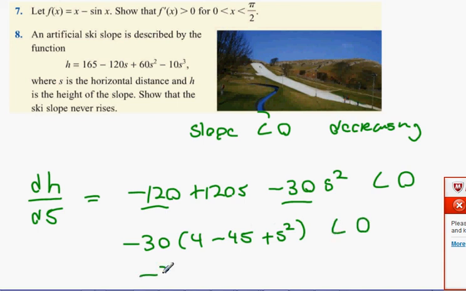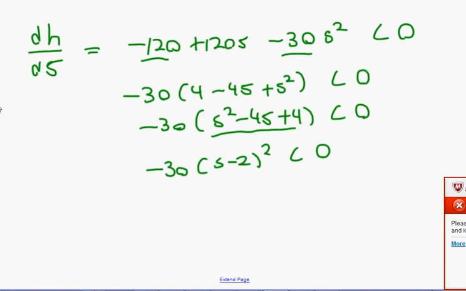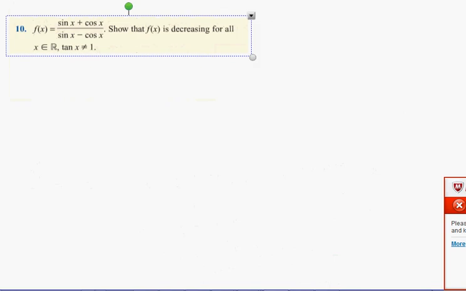Turn it around, and what happens now? s squared minus 4s plus 4. You're going to use the reference number. Happy enough with doing the reference number on that? And you get minus 30 multiplied by s minus 2 squared, which is less than 0. Once again, a negative number multiplied by a perfect square is always a negative number, therefore it's always decreasing. Easy.